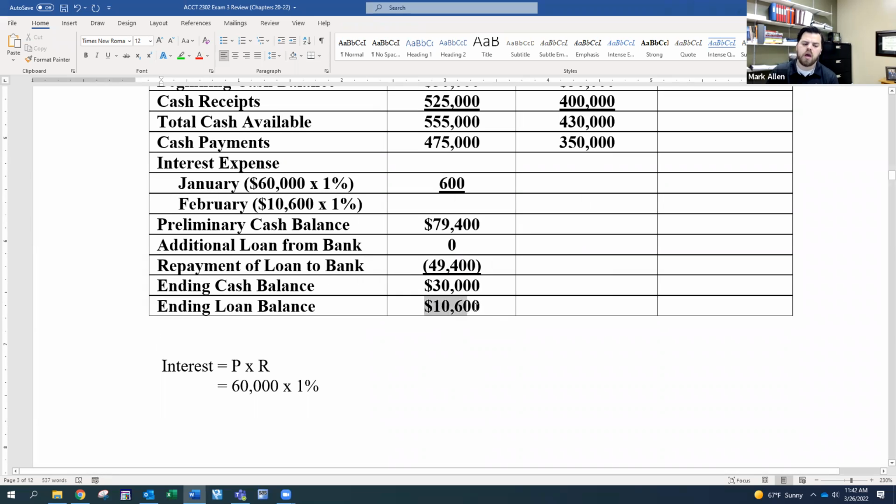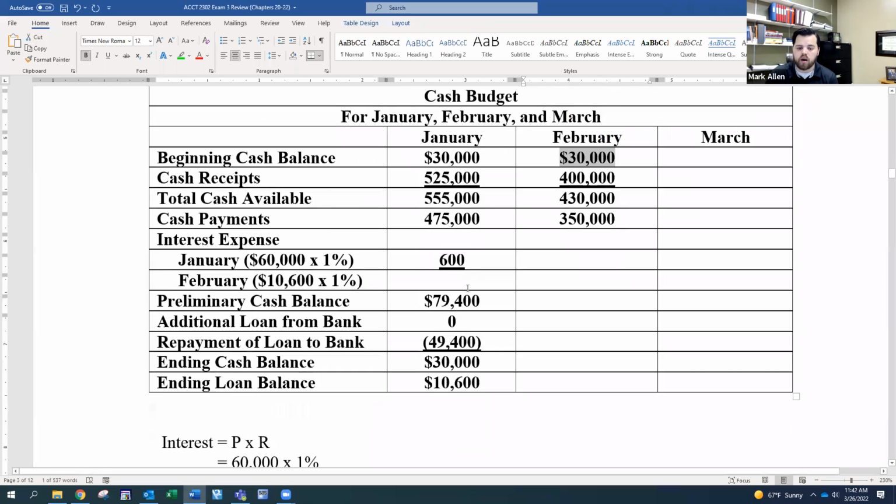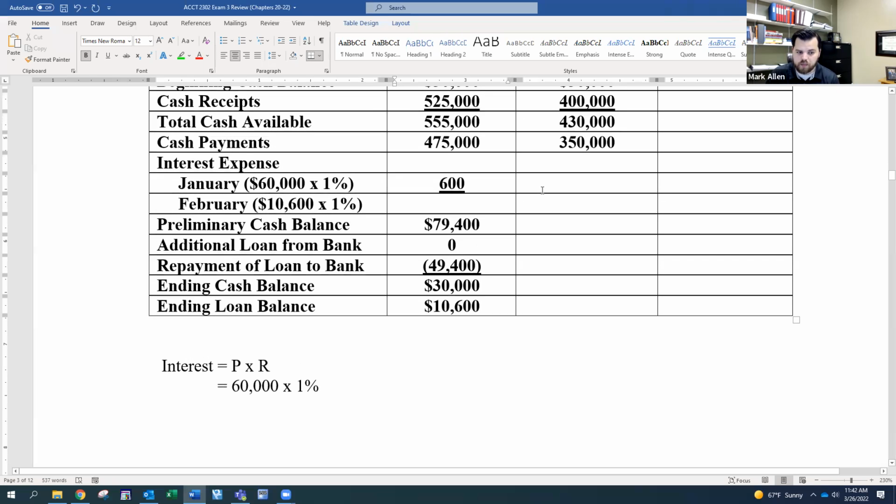They're the same thing. So just like with our cash, the ending cash balance in January became our beginning cash balance in February. The ending loan balance in January becomes our beginning loan balance in February. So this is just going to be the 10,600 times 1%, which comes out to be $106. Now, when you do 430 minus 350, you'll get 80 minus 106 is 79,894. And now the question is, do we need a loan?